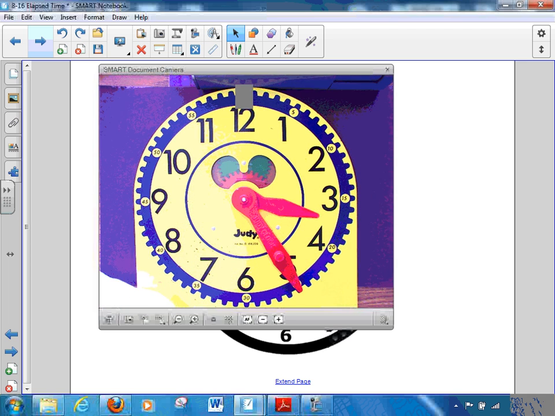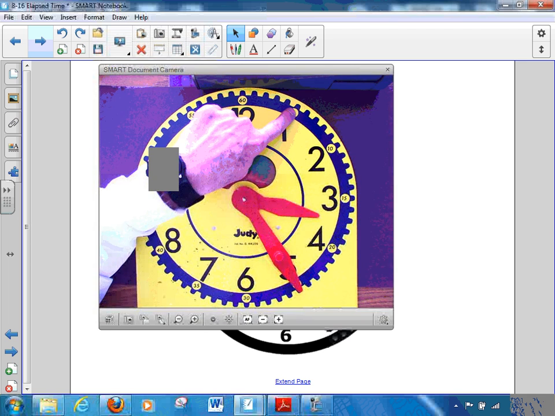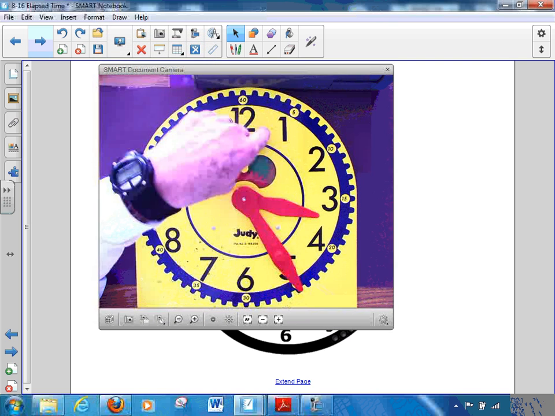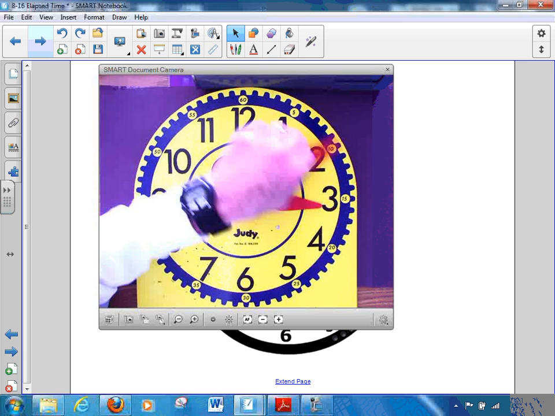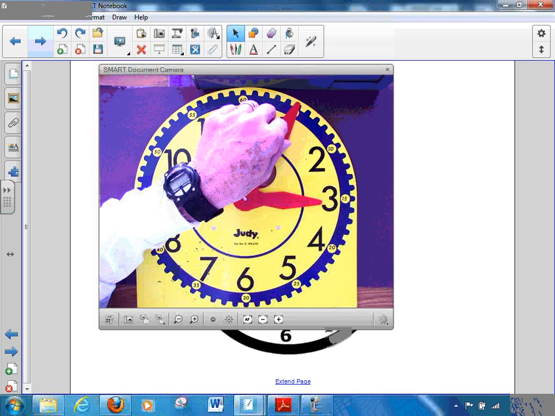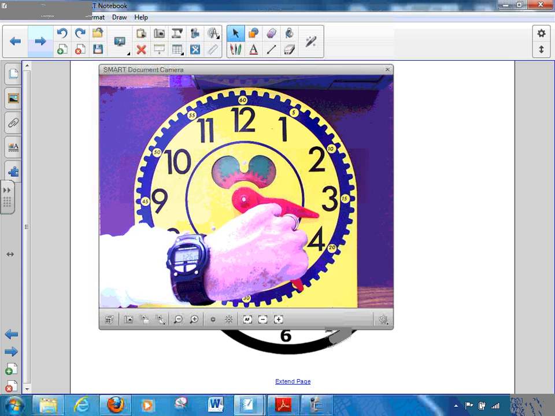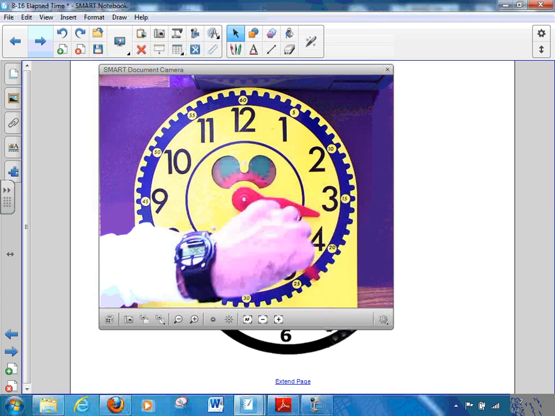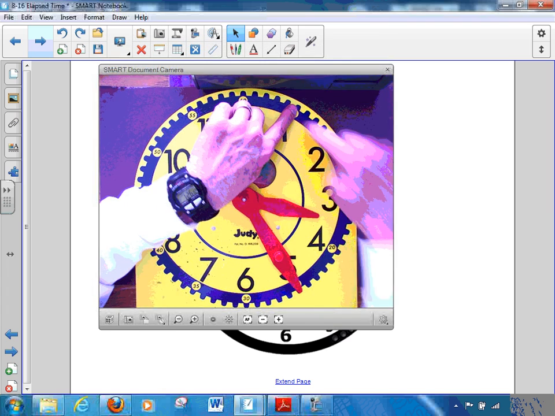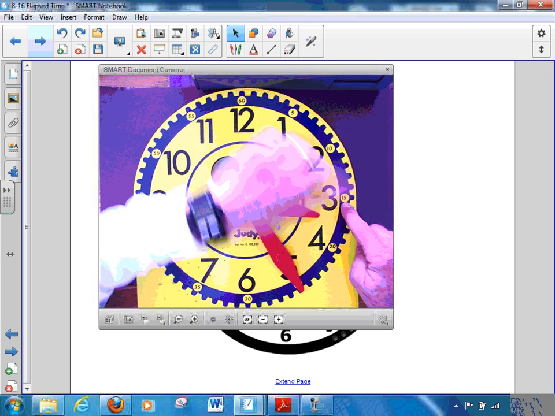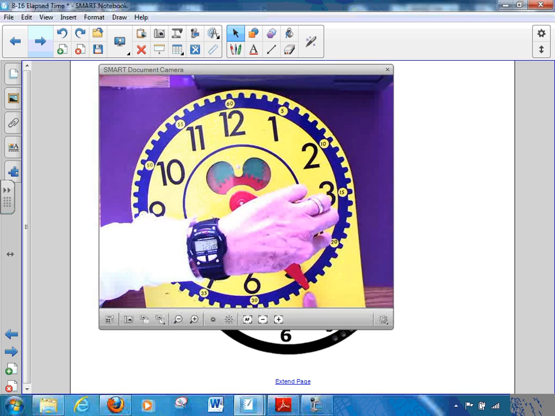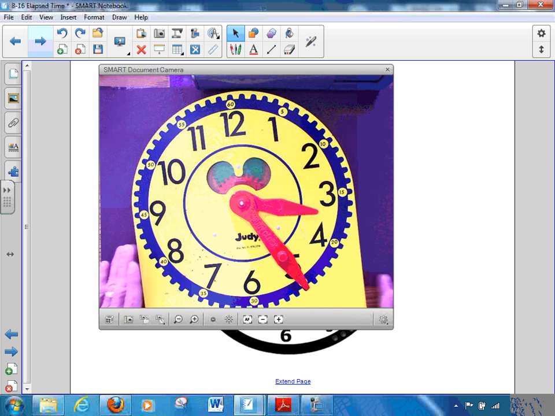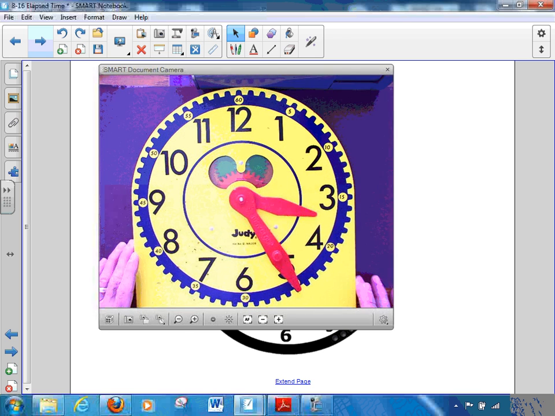When we talk about elapsed time, we're talking about two different times and how much time between the two. Well, we can start where the minute hand was and count to where it stopped. It was at 3:05 and it stopped at 3:25. Well, if it started here, we can count by fives. 5, 10, 15, 20. So the time that elapsed from the time Abby went out to play until she went back inside was 20 minutes.